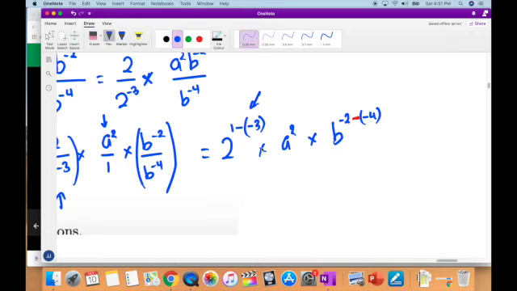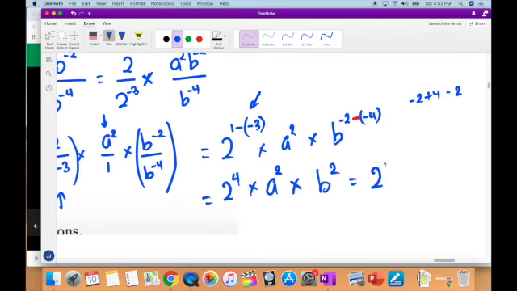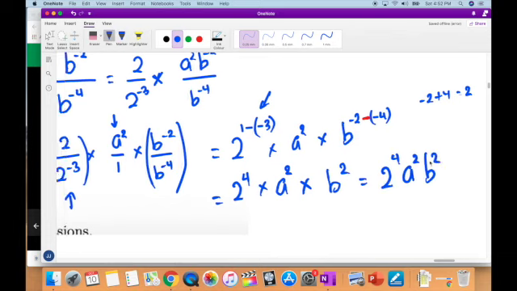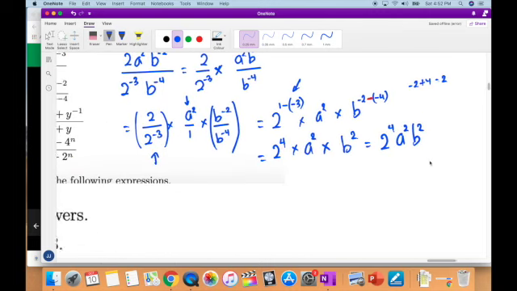Same thing here. Yeah? Same thing there. So that is 1 minus 3 is negative 2, so 2 to the power of negative 2. Right? Times a squared times negative 2 minus negative 4 is negative 2 plus 4, which is 2. So that is b squared. So the answer is 2 to the negative 2 a squared b squared. You all okay with that?